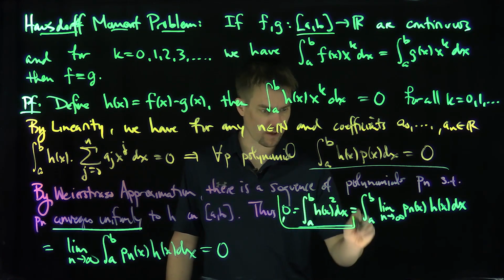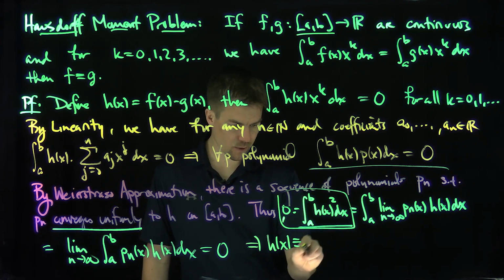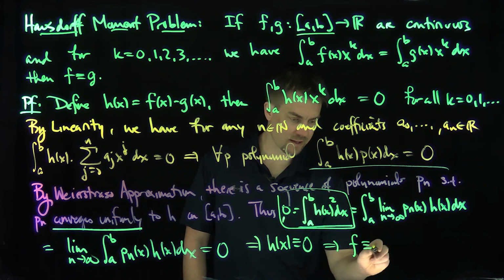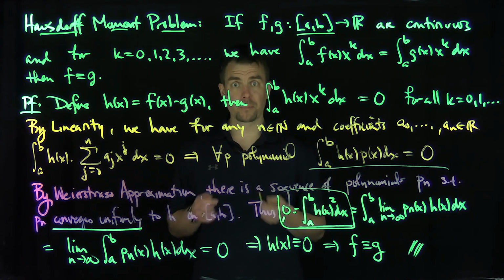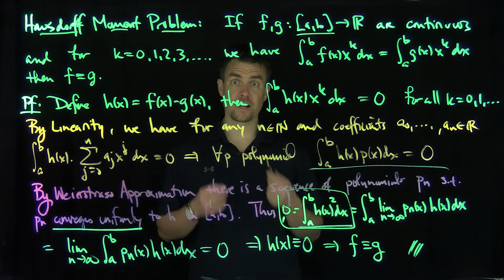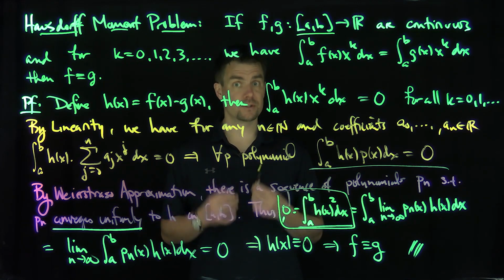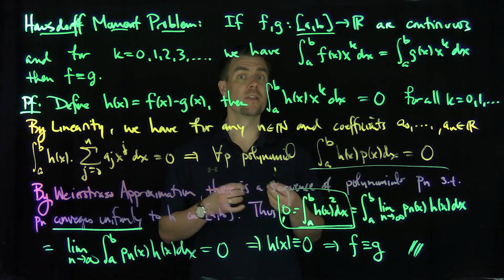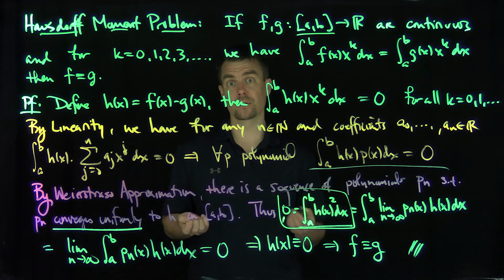So this implies that h of x is identically equal to 0. But if h is identically equal to 0, this implies that f is identically equal to g, and that gives us our proof. So if two probability density functions give rise to the same moment for every value k, 0, 1, 2, 3, etc., then those probability density functions correspond to random variables that have the same underlying distribution.